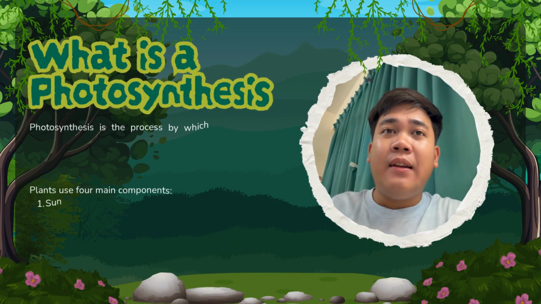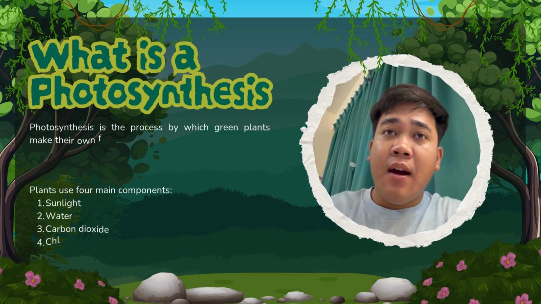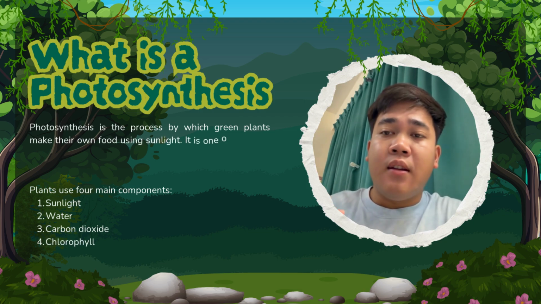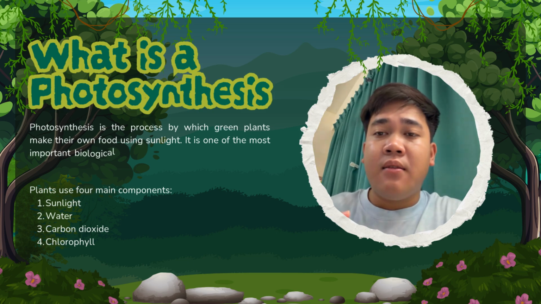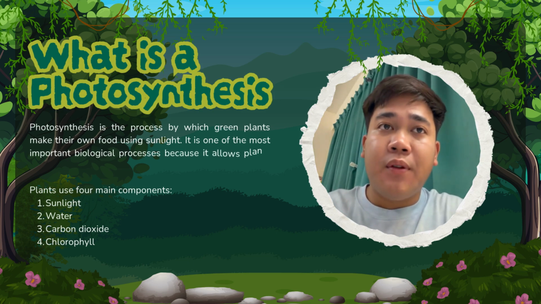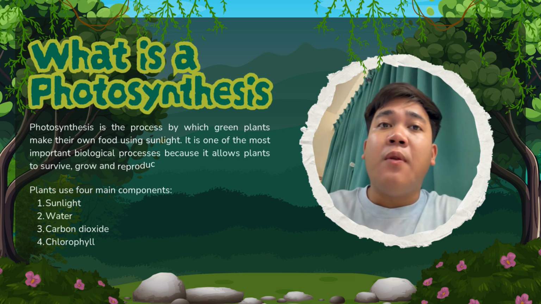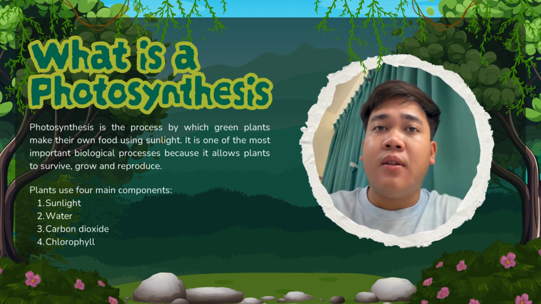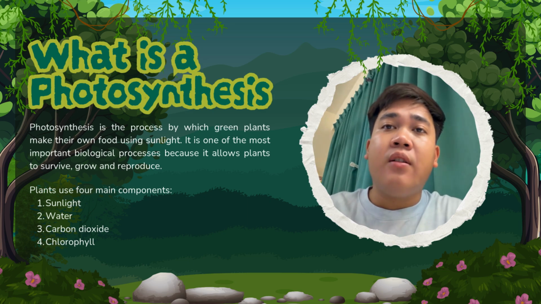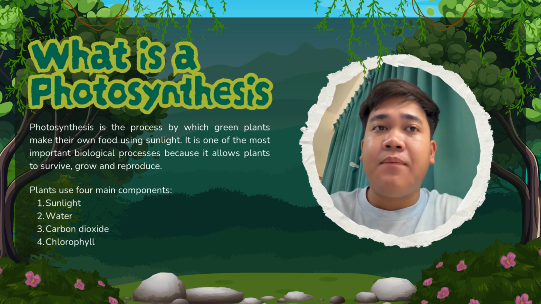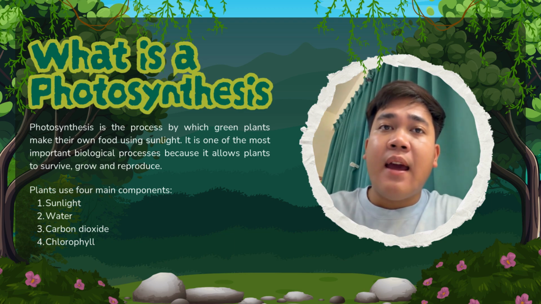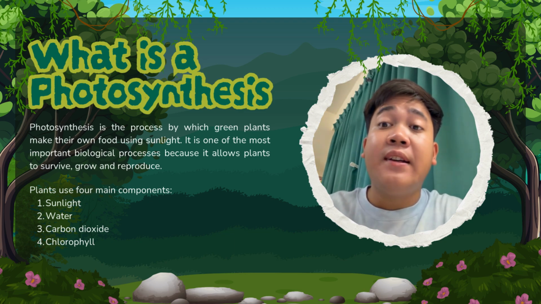Hello everyone. Welcome to our presentation on photosynthesis, the process by which plants produce their food. Today we will explain what photosynthesis is, where it occurs, how it works step by step, and why it is important for plants and all living organisms.